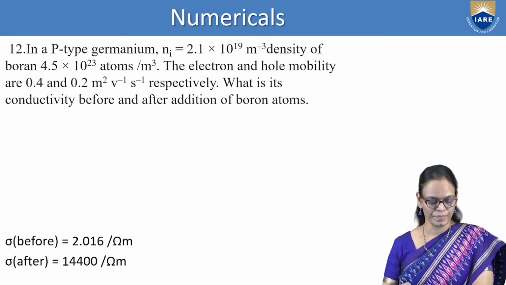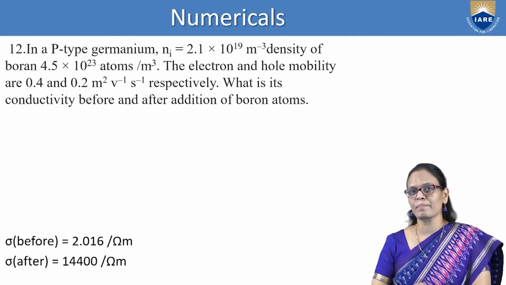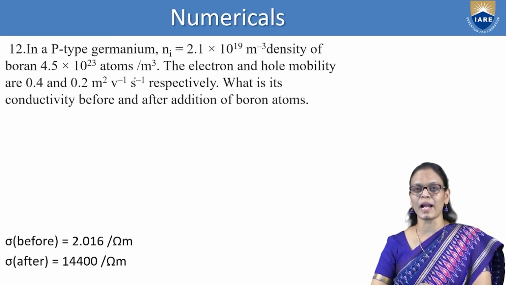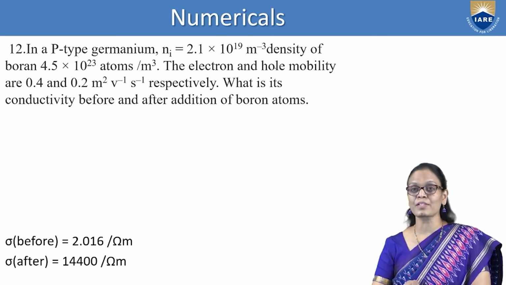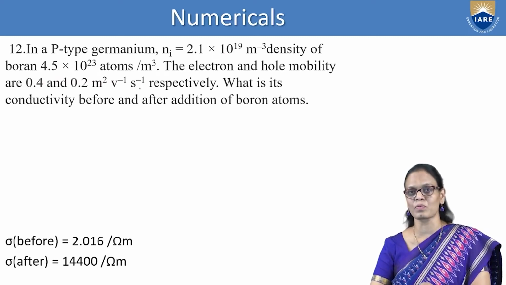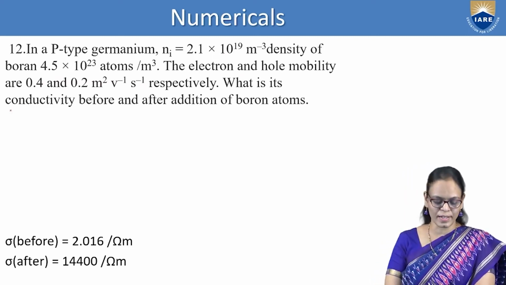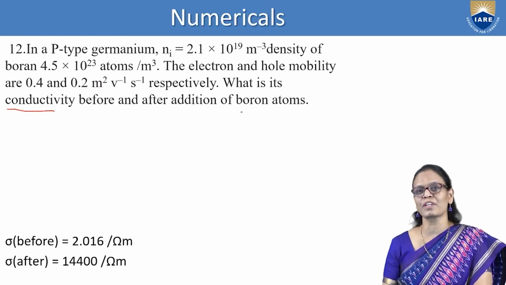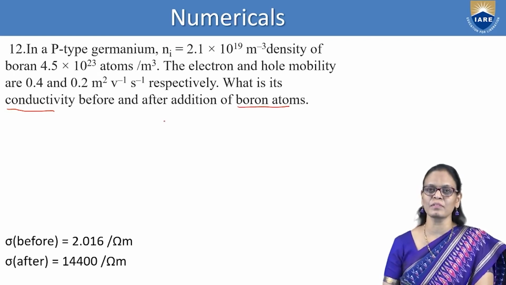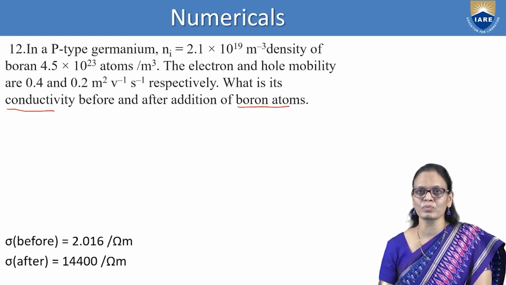Now the next one. In a p-type germanium, Ni is equal to 2.1 into 10 power 19 per meter cube. Then density of boron is 4.5 into 10 power 23 atoms per meter cube. The electron and hole mobility are 0.4 and 0.2 meter square per volt second. So what is its conductivity before and after addition of boron atoms? So you need to first understand the question and then we will try to do it.